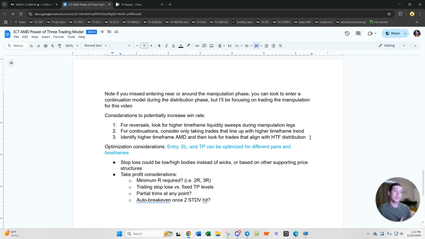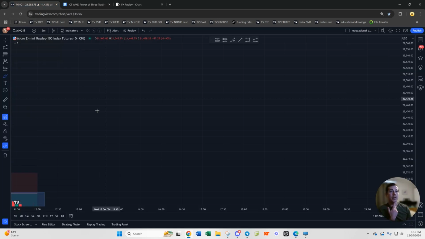But to keep things simple today, I'm just going to be looking strictly at the price action and trying to identify the triggers we looked at. As always, there are a lot of different optimization considerations. Where do you place your stop loss? Do you want it at the higher low of the bodies instead of the wicks? Maybe. I'll show you guys an example right here. Oops, go back to this.